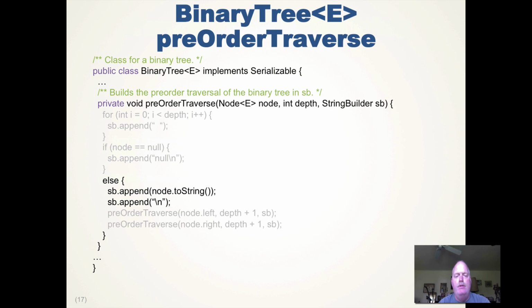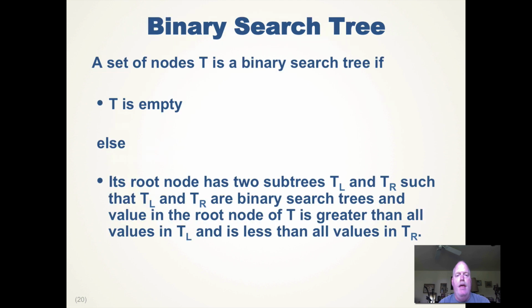So we visit the root, which is we get the node toString, we add the \n, and then we traverse to the left, increasing the depth so that we get the right number of indentations. And then once we're done with that traversal, we'll traverse to the right and get the right subtree, appending everything to the string builder, and then we'll return, and we'll be done.